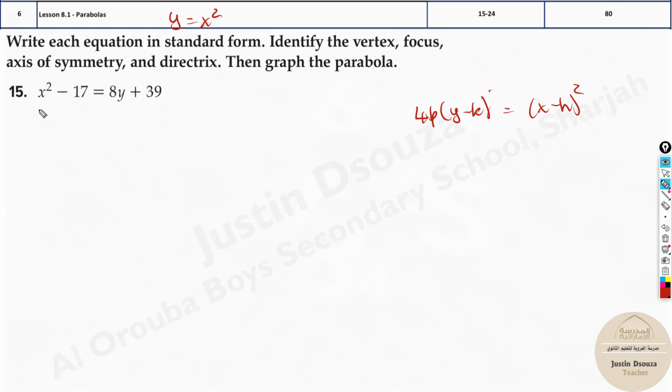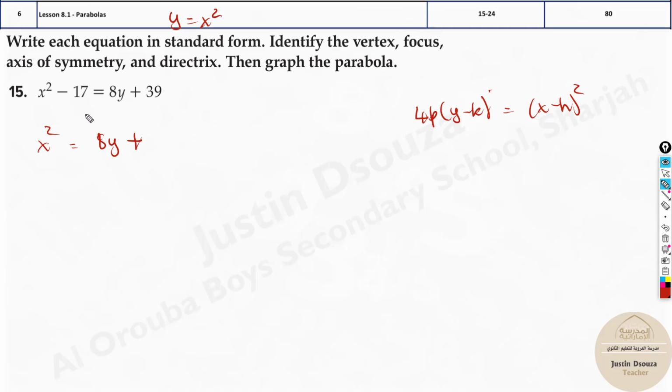Now here, how do I write this? So let me solve for x square alone. Let me take all the constants to one side. That's the first thing. Let me take this constant to the other side. It'll be x squared is equal to 8y.